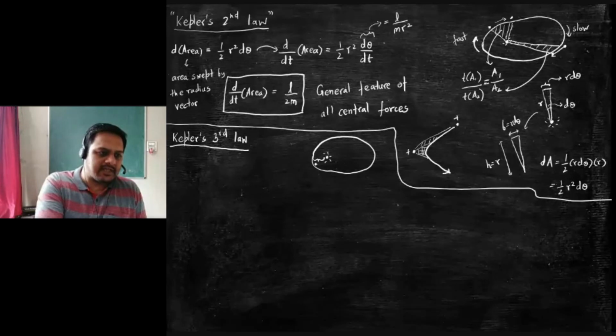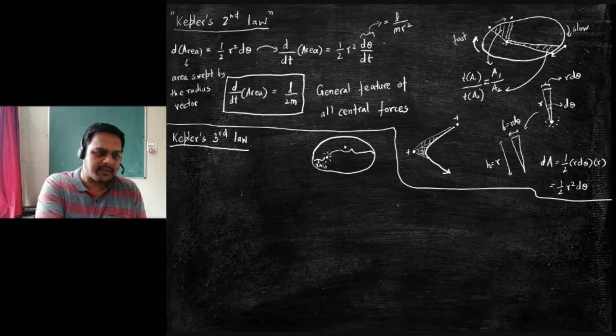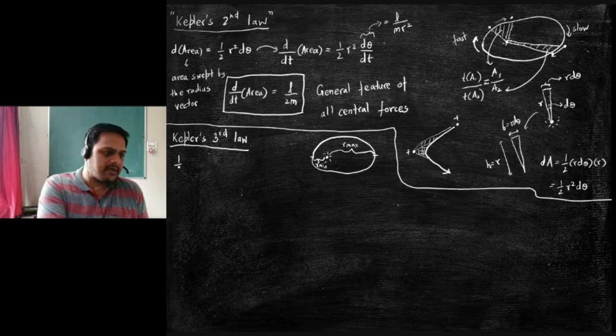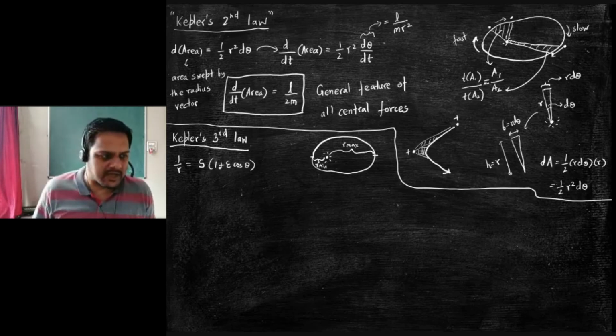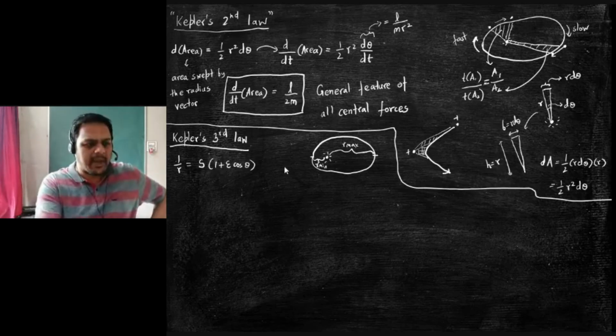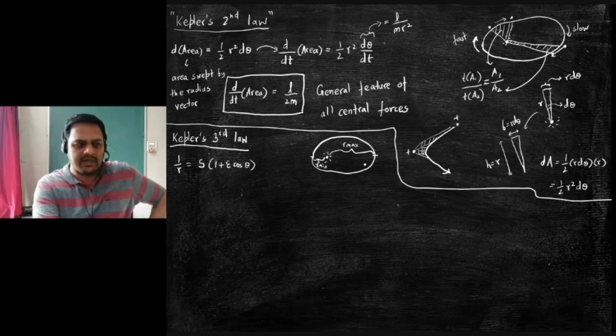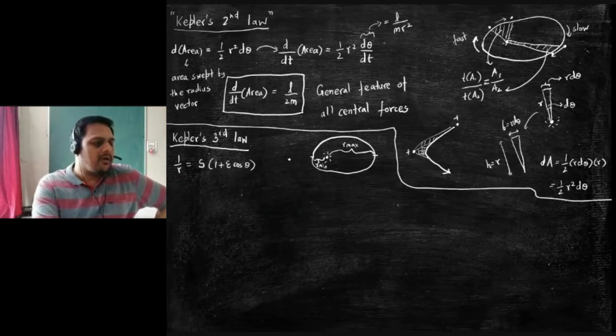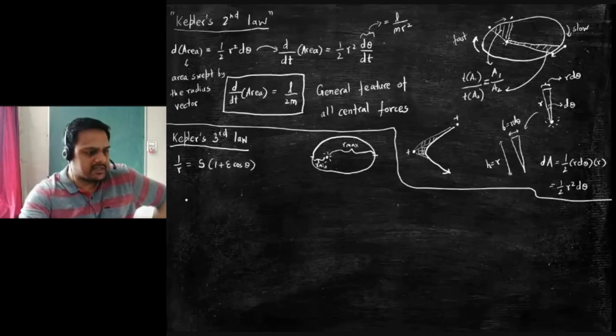The minimum distance is this, r minimum, and the maximum distance is this, r maximum. The smallest distance from the sun occurs at this point, the largest distance occurs at this point. बराबर है? What is the original equation of orbit solution? 1 by r is equal to s into 1 plus epsilon cos theta. Theta prime I have taken as 0 because the orbit is oriented in this direction. ठीक है? If you do that, then you get this.